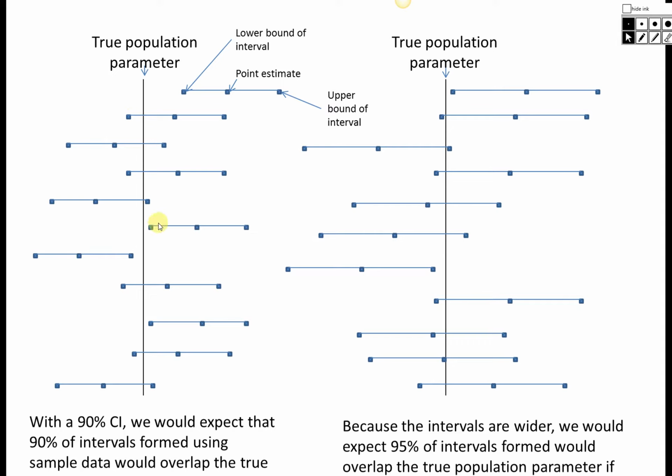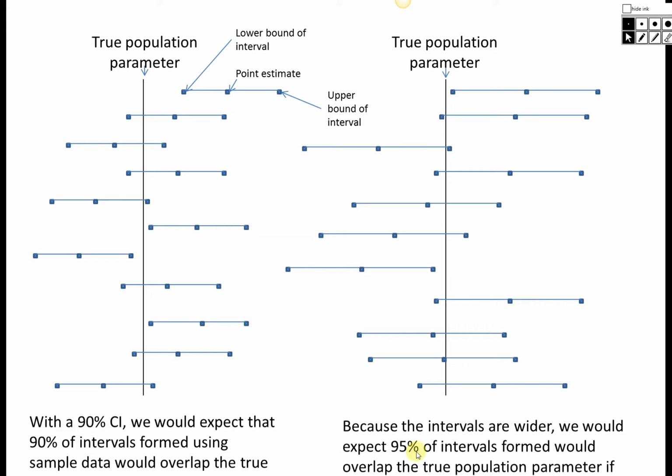If I kept doing this repeatedly, let's say I did this 100 times, if I was forming 90% confidence intervals, then I would expect that 90% of the time the confidence intervals that I form would overlap with the true population parameter, which is falling at this point. So that's the basic idea. When we form a 90% confidence interval, that doesn't mean that there's a 90% chance that the actual population value falls inside the interval, but rather there's a 90% chance that the interval that we form overlaps with the true population parameter.